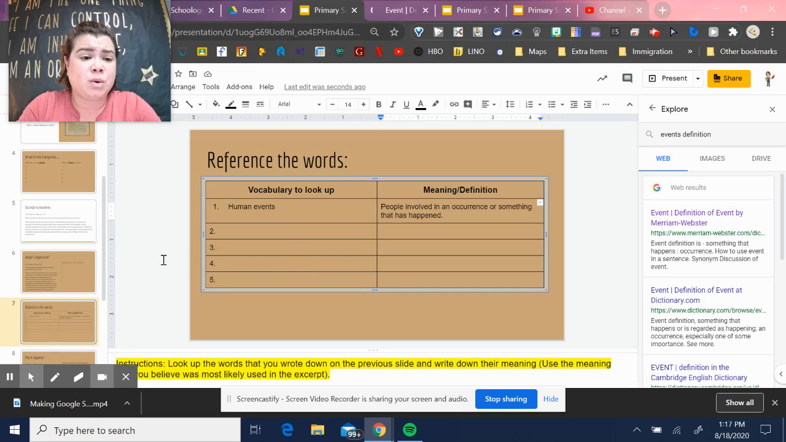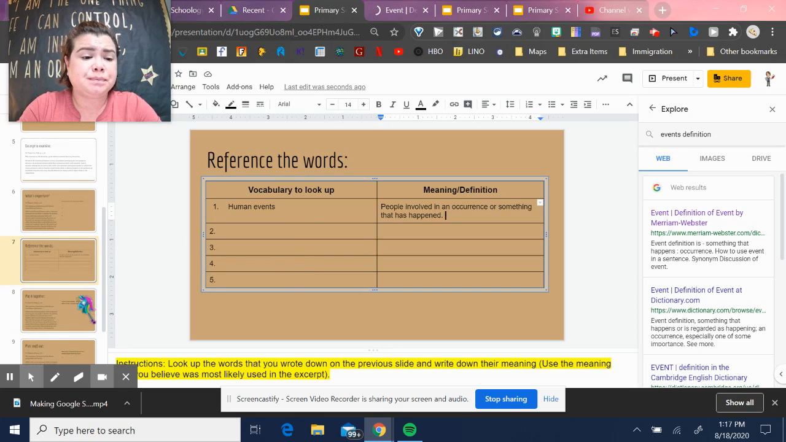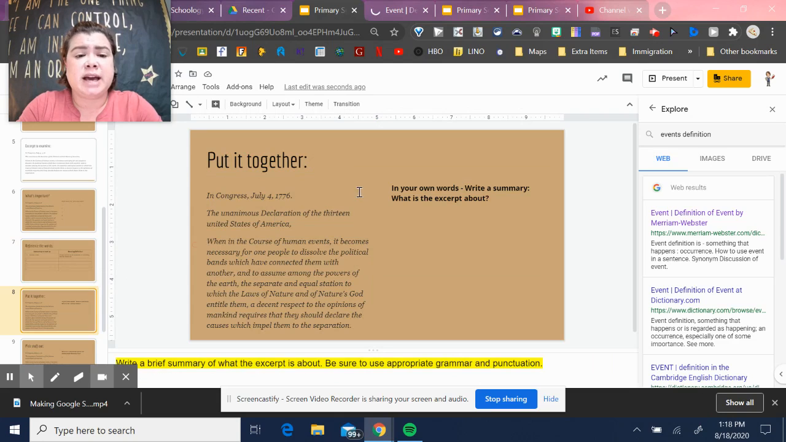So you would do that for all 5 of your vocabulary terms. And then I would come here to slide 8, and I would take a look at putting some of this together. Now that I know words that I didn't understand and the context they're in, now I can go back and reread this excerpt with a better idea of what I understand, okay?